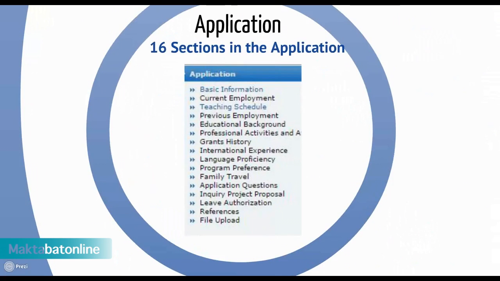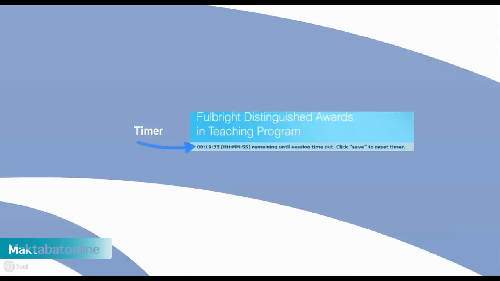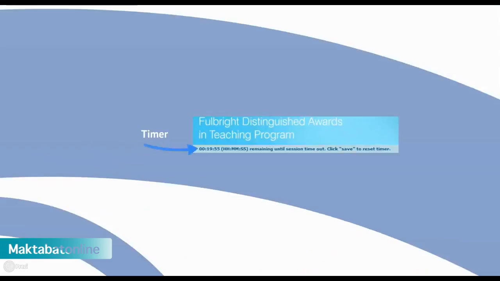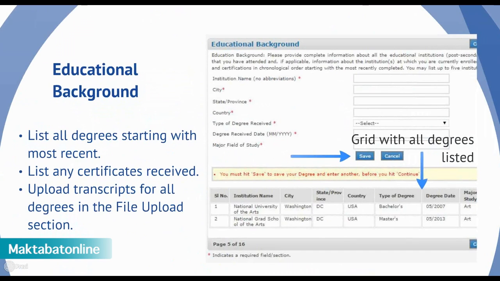After registration, the applicant will be taken to the first part of the application. There are 16 sections total. Once you begin the online application, click the Save button often. There's a timer in the top left corner of the application, and applicants will be logged out after 20 minutes of inactivity. We will now highlight several sections of the application.